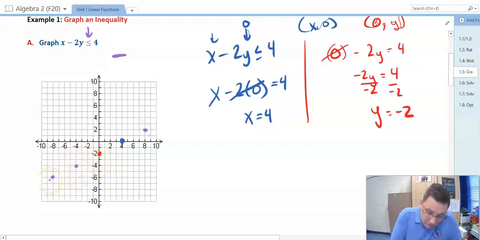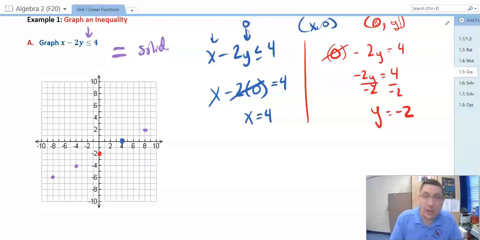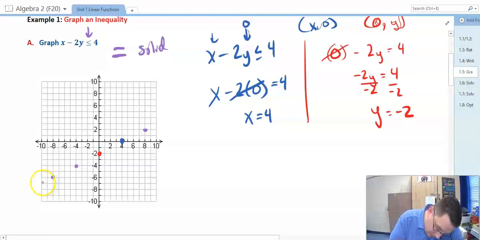And so if it is any type of equal to, the line will be solid. So again, if it is less than or equal to, greater than or equal to, or just a regular equal to, right, all those will be a solid line. If there is no equal to, then we're going to do a dashed line as we go across, and we'll look at that in the next example. So this line will be solid as we go all the way across here.